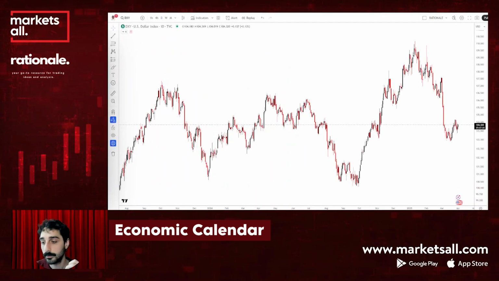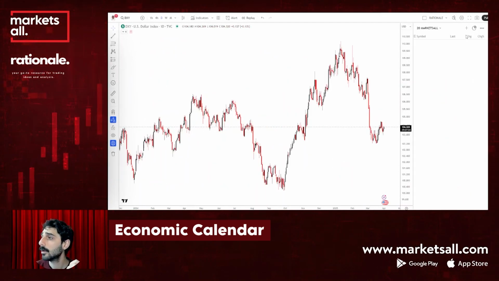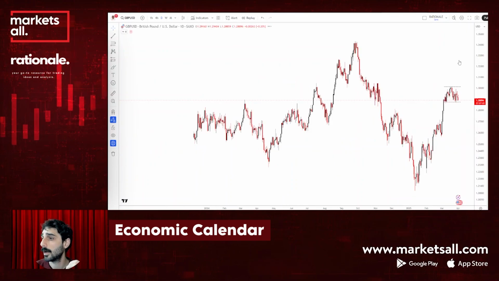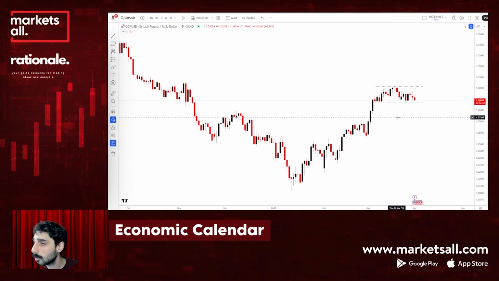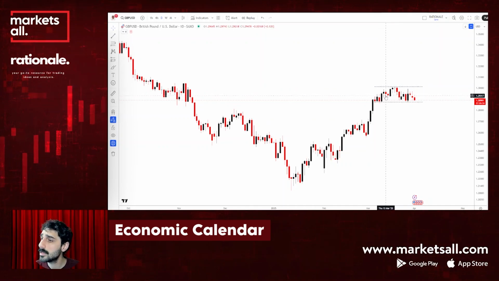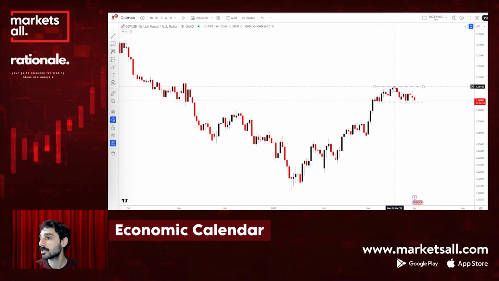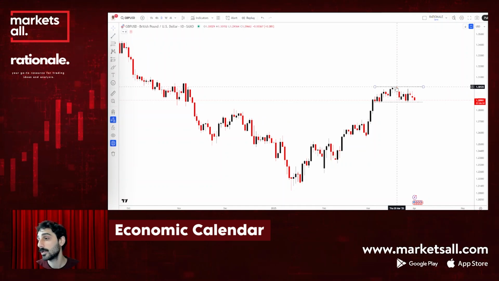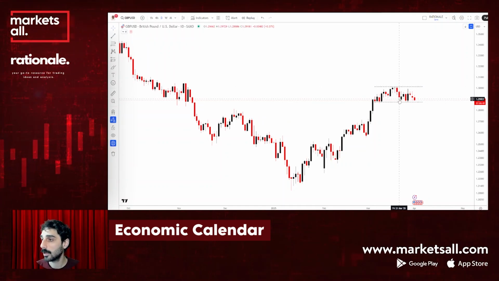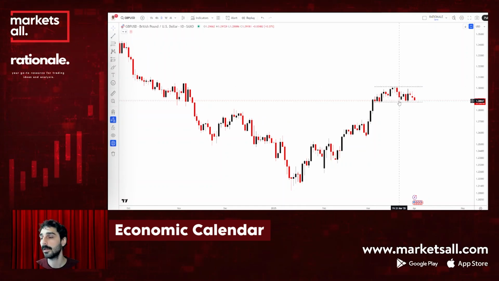Quickly, let me show you its impact on GBP USD on the day. It was on Wednesday. As you can see, the upward movement stopped after the CPI number came in, and we saw a correction from there after the data.